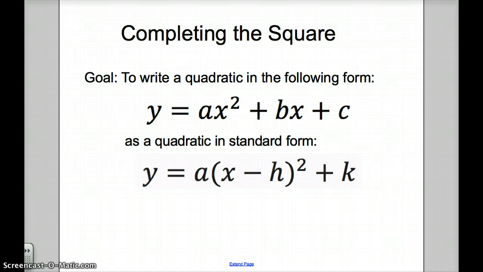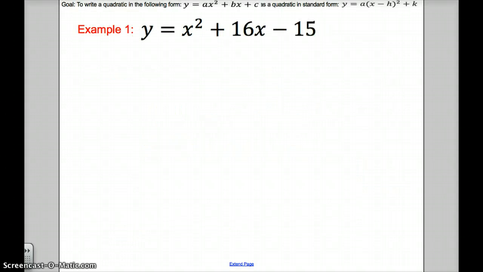So remember, h and k are key indicators of how to graph the function. So if we can write a quadratic in this form, we can graph it a little bit more swiftly. We can also solve for missing information a lot quicker as well. So first we're going to just talk about how to do it and how to rewrite these equations and what it takes to do that. So let's take a look at the first example.